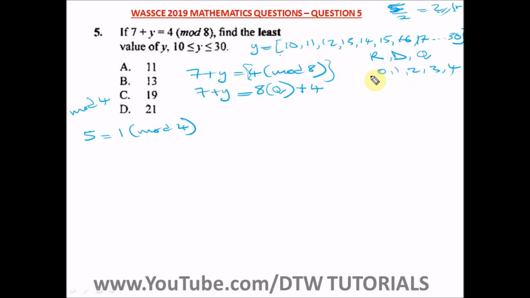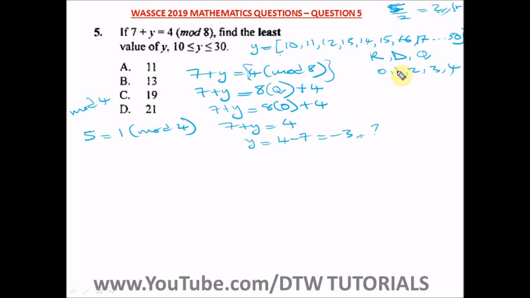So from here, let's assume that we put in our value of our quotient, that's q, as 0. So what do we have? We have 7 plus y equal to what? 8 bracket 0 plus 4. Okay, so we have 7 plus y is equal to 8 times 0, which is what? 0. And we just drop the 4. So y is equal to what? 4 minus 7, which will give us what? Minus 3. So this can't be the value of y.